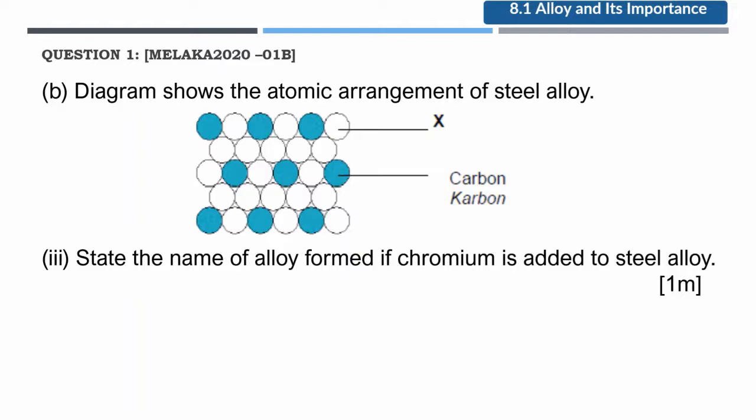Number 3, state the name of the alloy formed if chromium is added to steel alloy. If chromium is added to steel alloy, the alloy will be stainless steel. Because steel, I cry nicely. Chromium is cry.